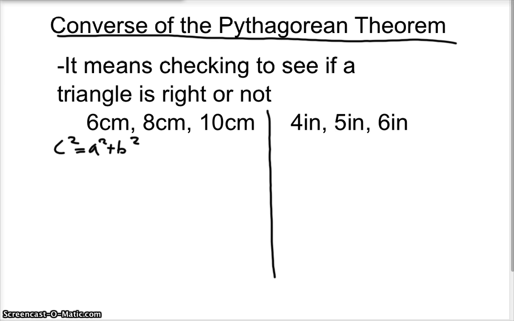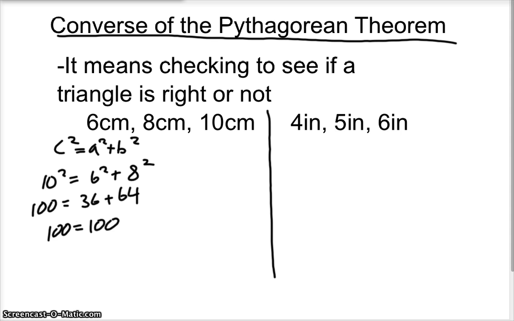So we have 10 squared. Does it equal 6 squared plus 8 squared? Alright, so 10 squared is 100, 6 squared is 36, and 8 squared is 64. 36 plus 64 does equal 100, so we have 100 equals 100, so we would say yes, this is a right triangle.